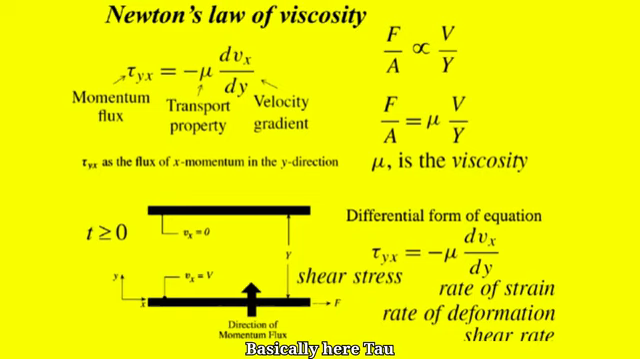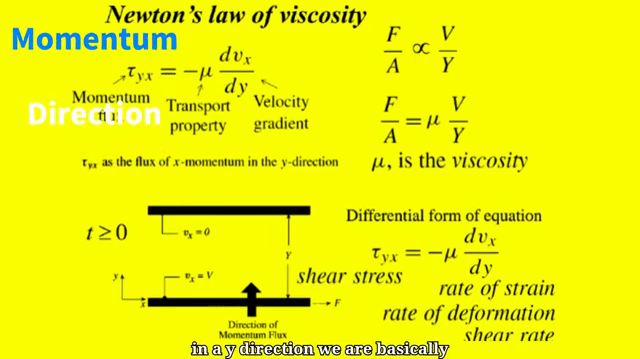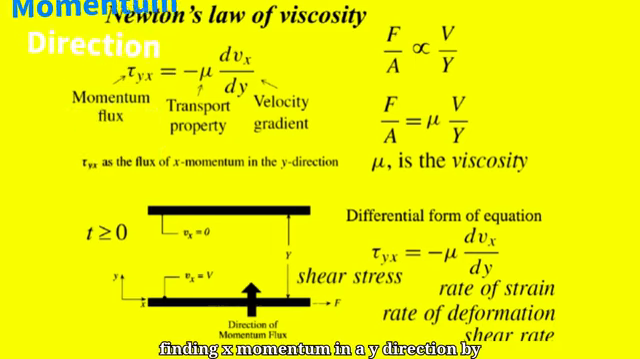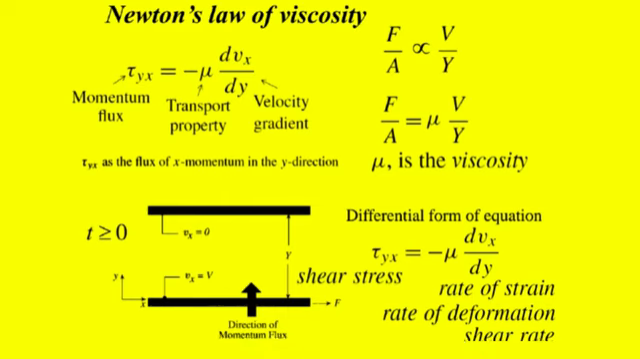Basically, let me tell you what tau yx represents. Here subscript x means momentum and y means direction, which can be stated as x momentum in a y direction. We are basically finding x momentum in a y direction by writing tau yx, and for that we use the formula minus mu dVx upon dy.